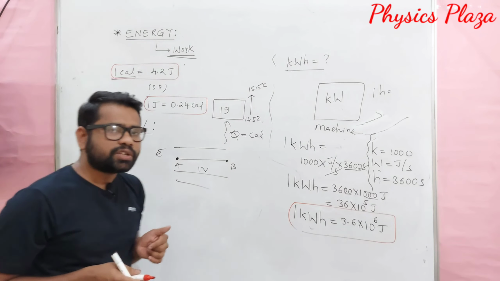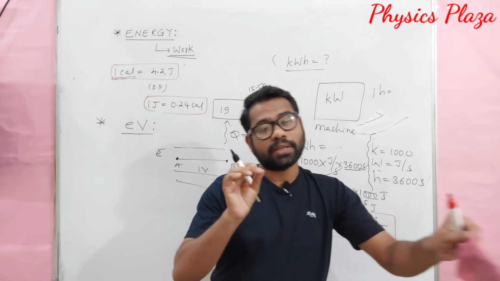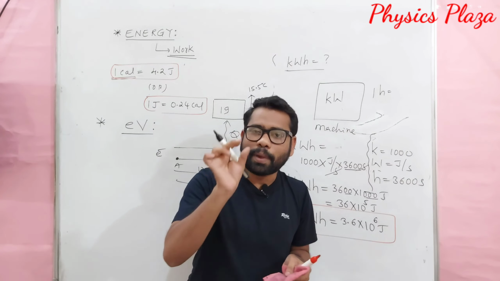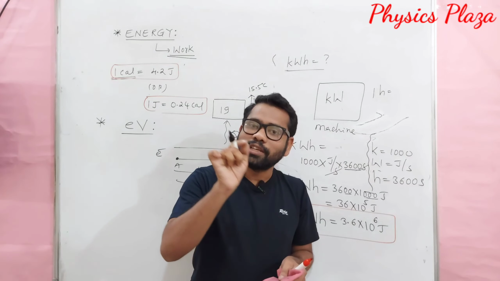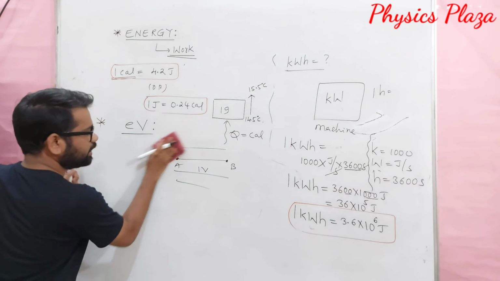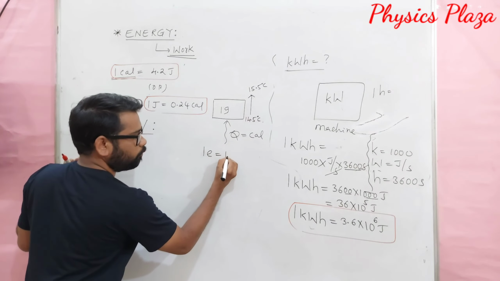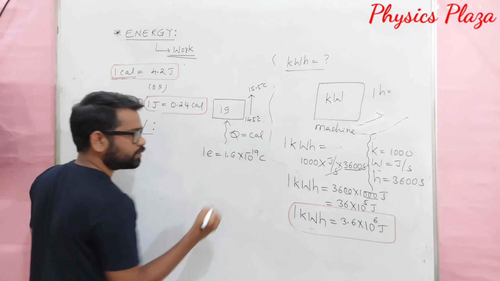Children, what is the charge of the electron? The charge of the electron is 1.6 into 10 power minus 19 coulombs. You may wonder, sir, why are you not saying minus? Children, here I am talking about the magnitude. So the magnitude of the charge of the electron is 1.6 into 10 power minus 19 coulombs.